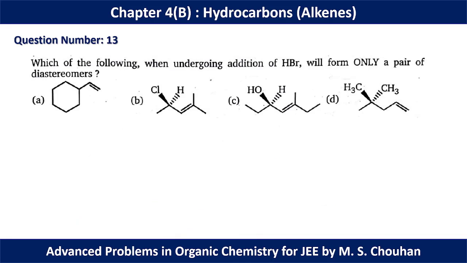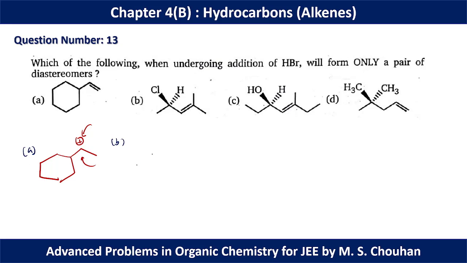In question number 13, which of the following, when undergoing addition of HBr, will form only a pair of diastereomers? So this is basically again the same situation. We can start with option A, but in option A we have a symmetrical structure. So the carbocation is symmetrical basically. If the nucleophile comes from above the plane or below the plane, there is no difference in the product. So basically only one product is formed.